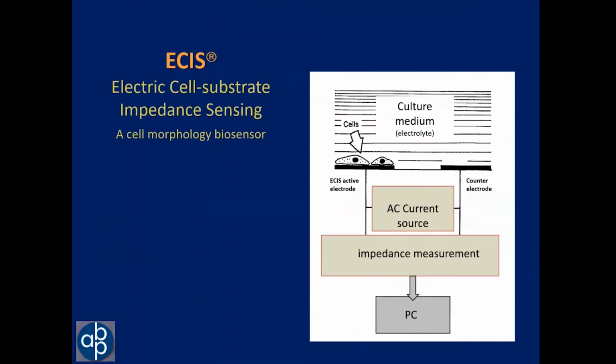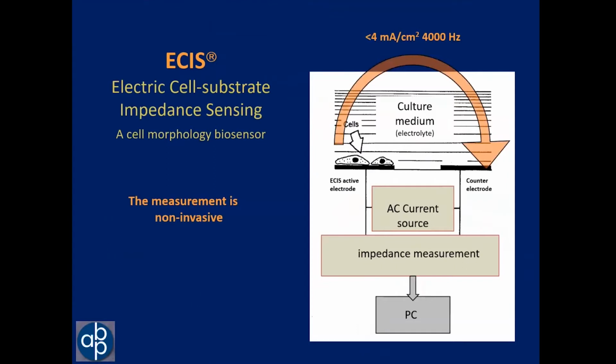Tissue culture serves as the electrolyte. A very weak AC signal is applied such that the measurement is non-invasive. The cells are unaware they're being monitored. This can be applied at different AC frequencies, and we apply a constant current. We monitor the voltage. By taking the ratio of the voltage and current, we come up with the impedance measured in ohms. This is Ohm's law for an AC signal, where impedance is represented by the letter Z.